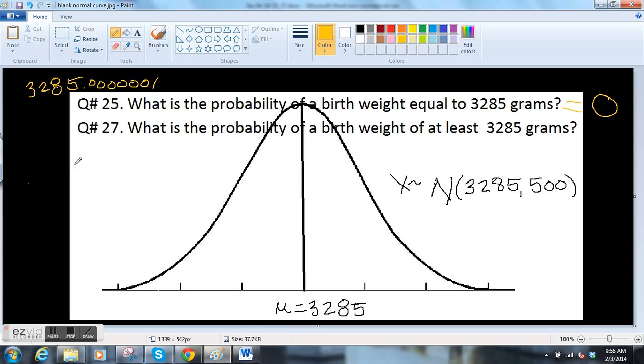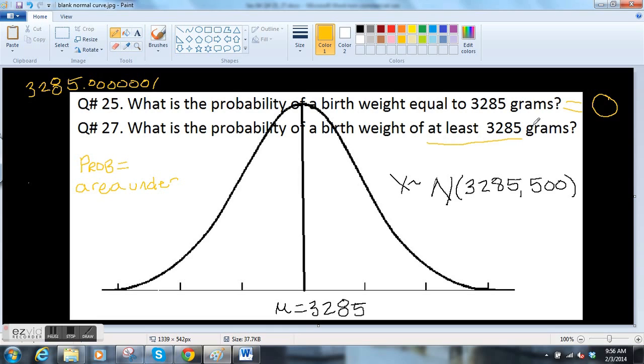So just remember that for these continuous random variables, probability equals area under the curve. That's kind of the takeaway for that question. That's why they tricked you. Probability equals area under the curve, so you need an interval to get an area. What is the probability of a birth weight of at least 3285?